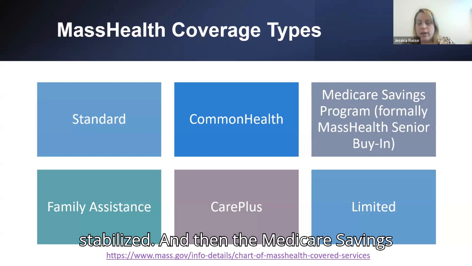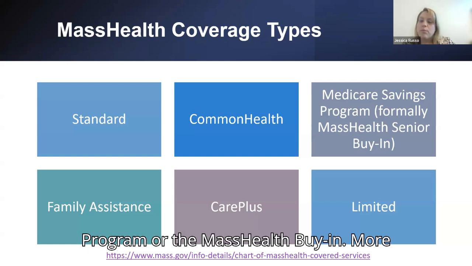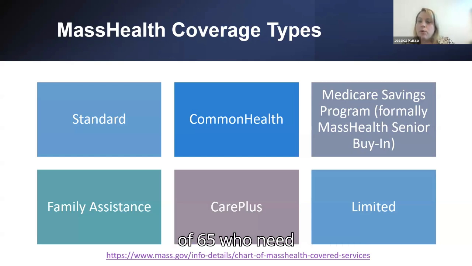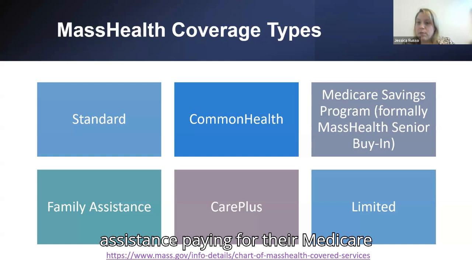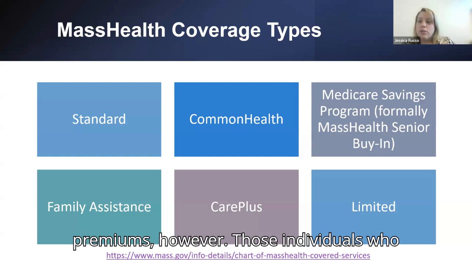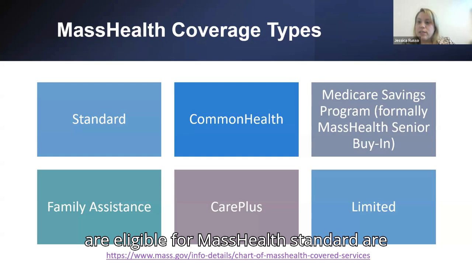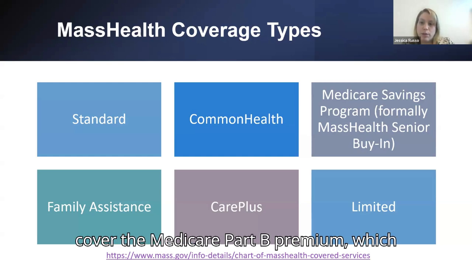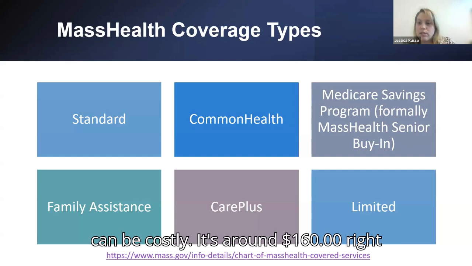to become stabilized. And then the Medicare Savings Program or the MassHealth Buy-in, more common for elders who are over the age of 65, who need assistance paying for their Medicare premiums. However, those individuals who are eligible for MassHealth Standard are also typically eligible for MassHealth to cover the Medicare Part B premium, which can be costly. It's around $160 right now.